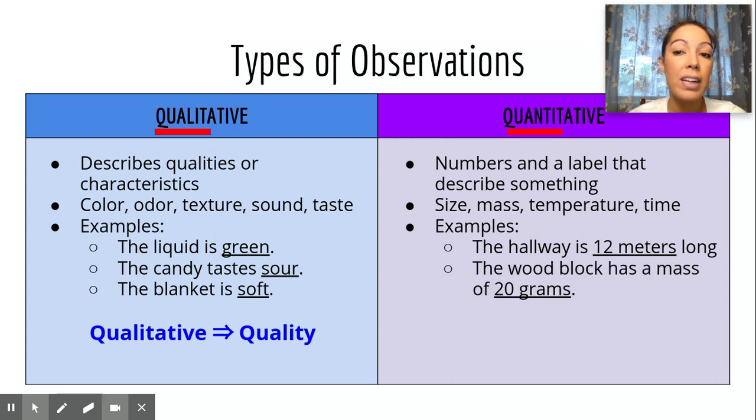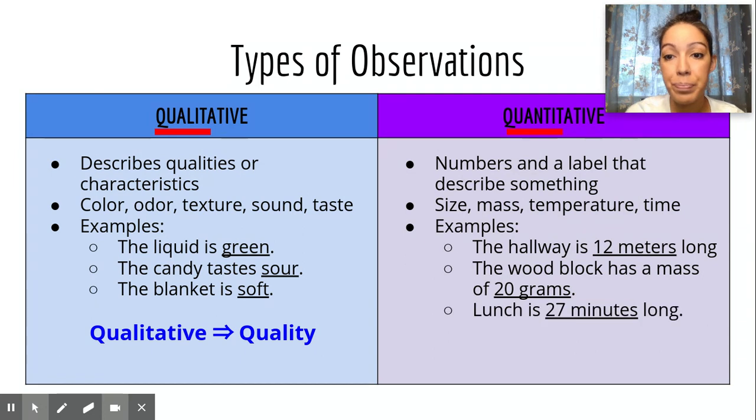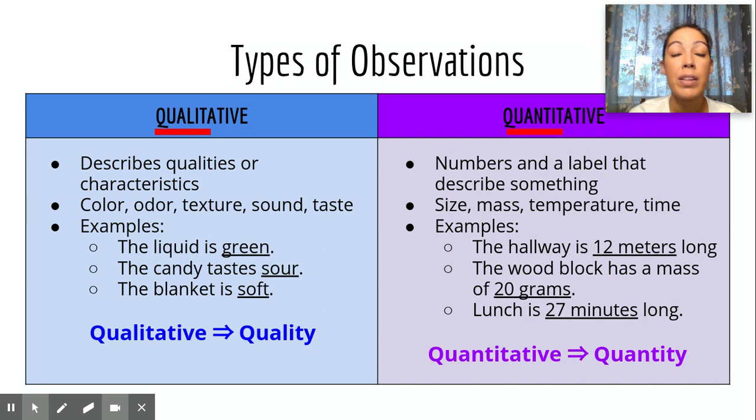The wood block has a mass of 20 grams, okay? 20 is my number, my unit is grams, and mass is definitely a way to quantify the size of that wood block. Lunch, like the lunch period that you guys get to eat every day, lunch is 27 minutes long, okay? 27 is my number, minutes are my unit, and that's a length of time. It is a way to quantify lunch, okay? So again, remember, quantitative observations give you a quantity. That's a number.